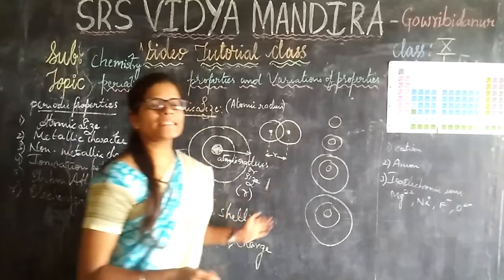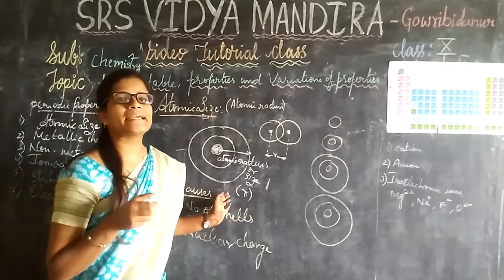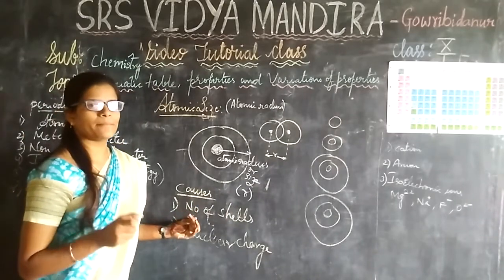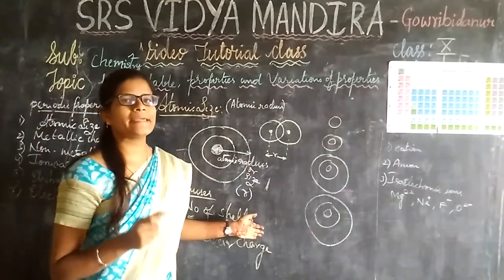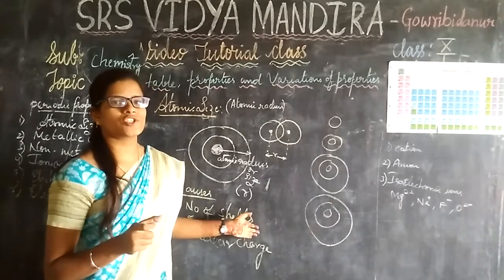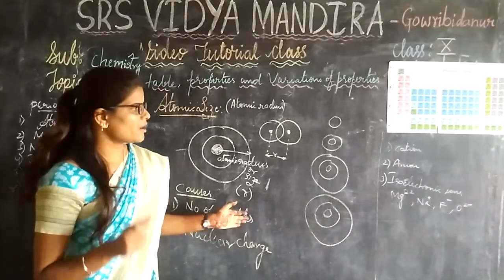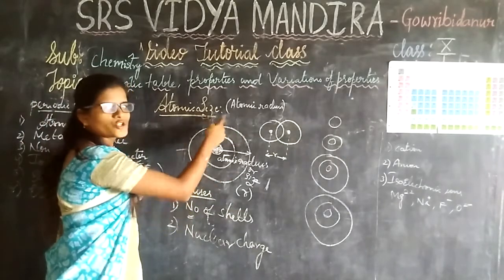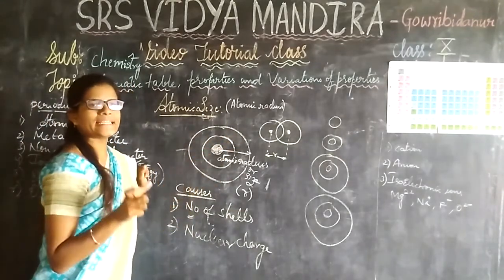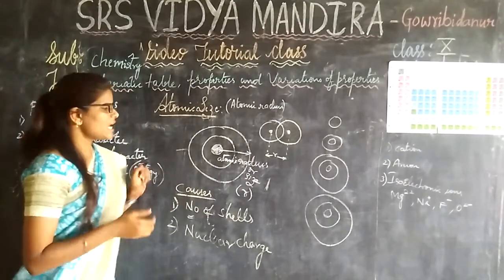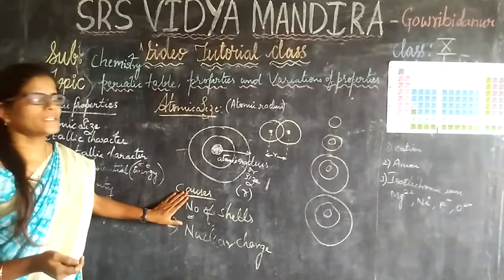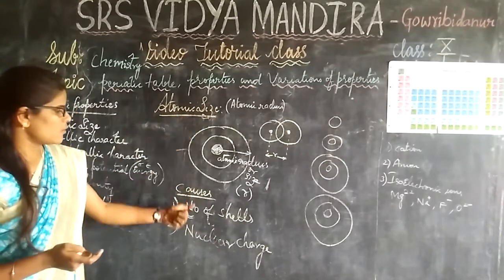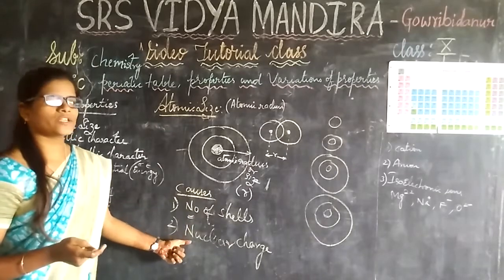Due to the increase in the number of shells down the group, there will be a decrease in the nuclear charge, because the distance between the nucleus and the outermost shell goes on increasing. This leads to an increase in atomic size. Trend in the atomic size: one is the number of shells as well as nuclear charge.